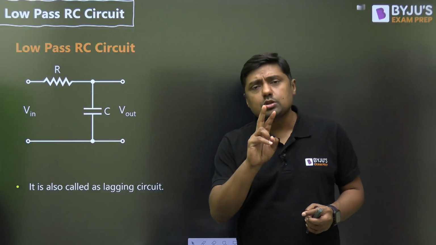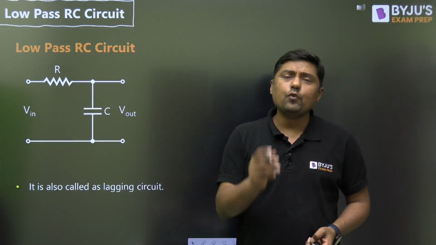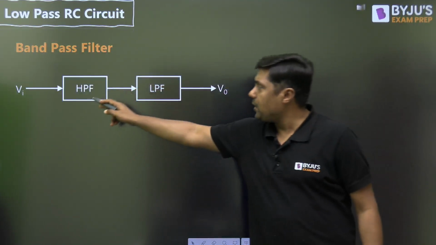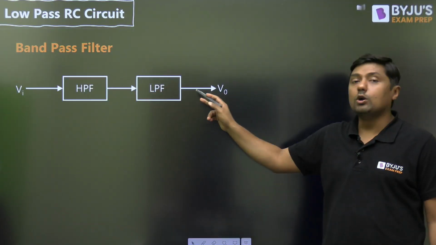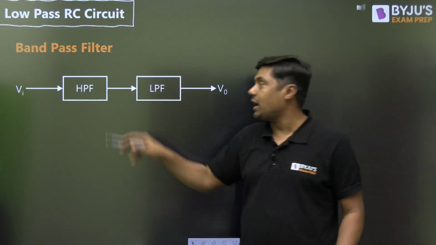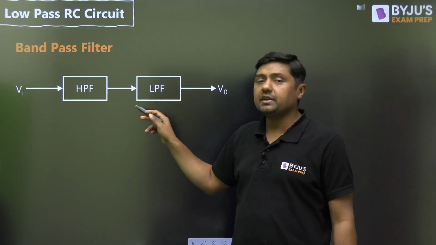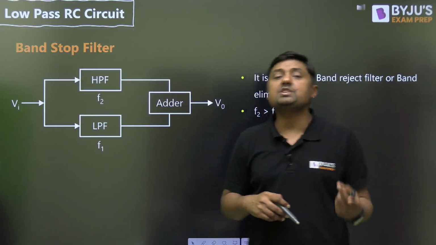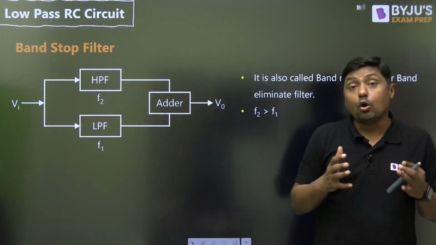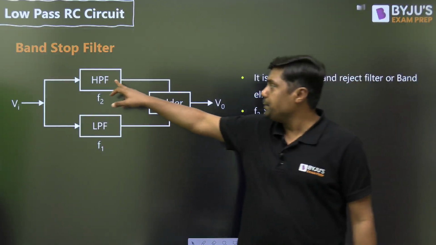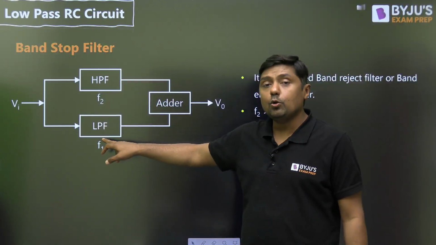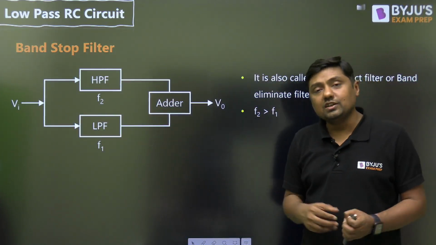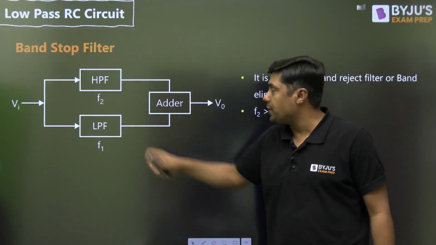Why are these two topics very important? Because if you want to design a band pass filter, then a high pass filter followed by a low pass filter is what a band pass filter is. If you have an idea about high pass circuit and low pass RC circuit, then you can design what? Band pass filter. Then if you want to design a band reject filter or band stop filter or band elimination filter, then a high pass filter is connected in parallel with a low pass filter and we are adding an adder here. So it is what? Band reject filter. So again, get the idea about high pass and low pass filter.